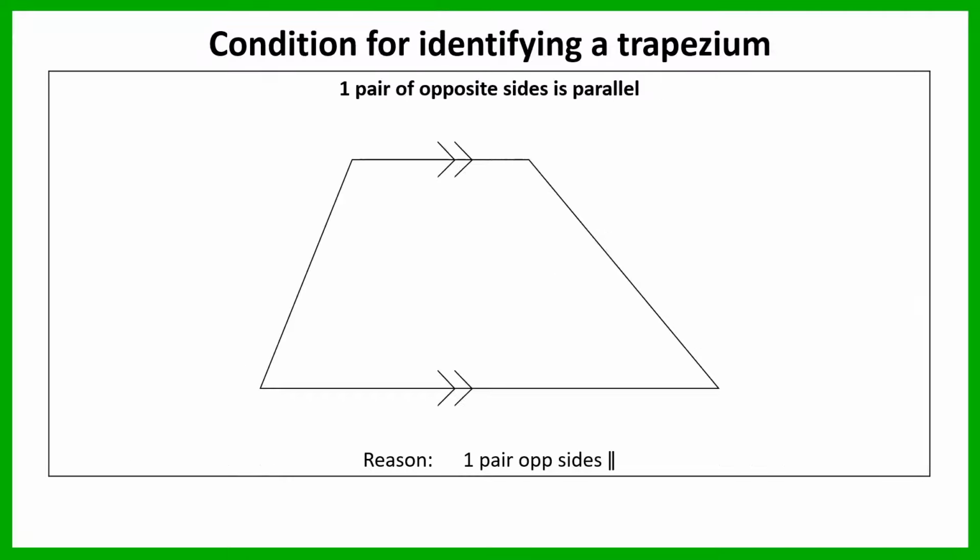And then the last one is the trapezium. In order to prove that a quadrilateral is a trapezium, all you need to know is that there is 1 pair of opposite sides that are parallel to each other.